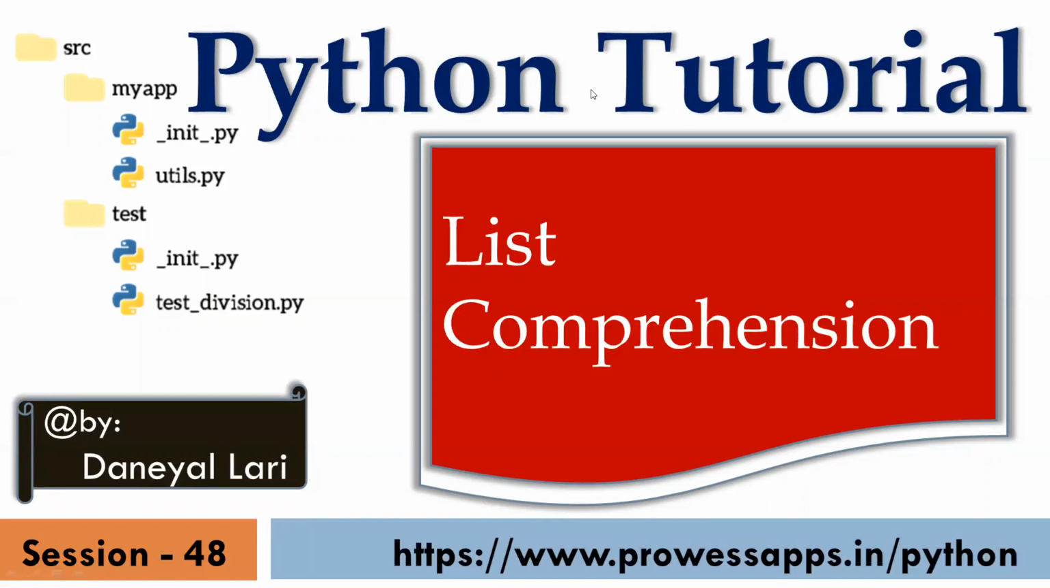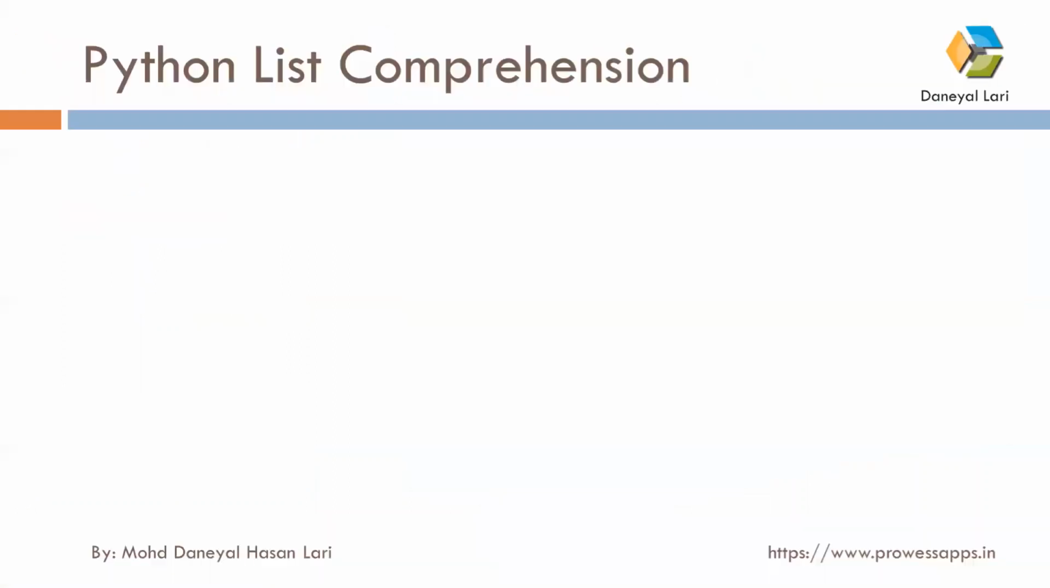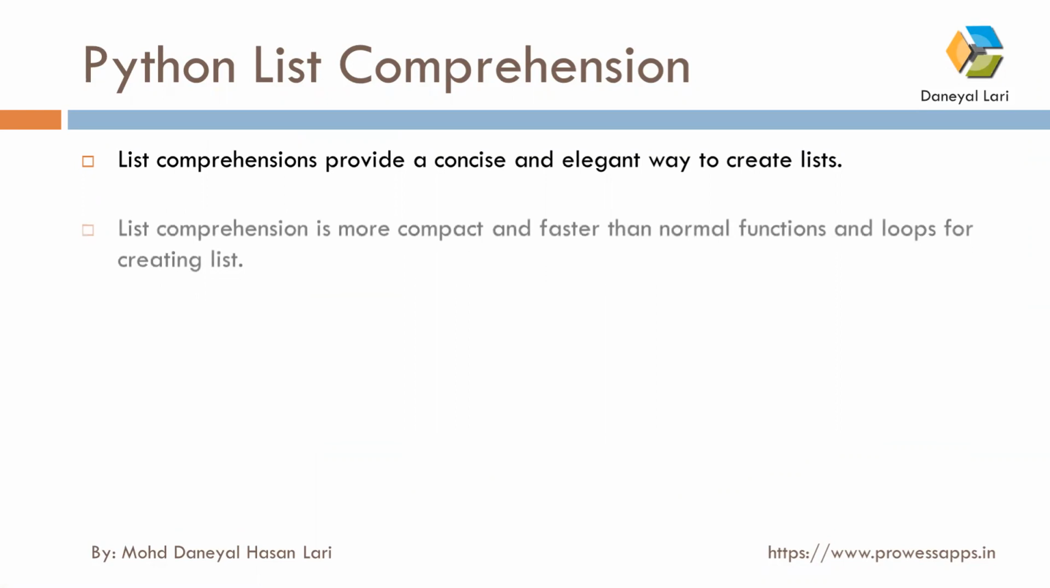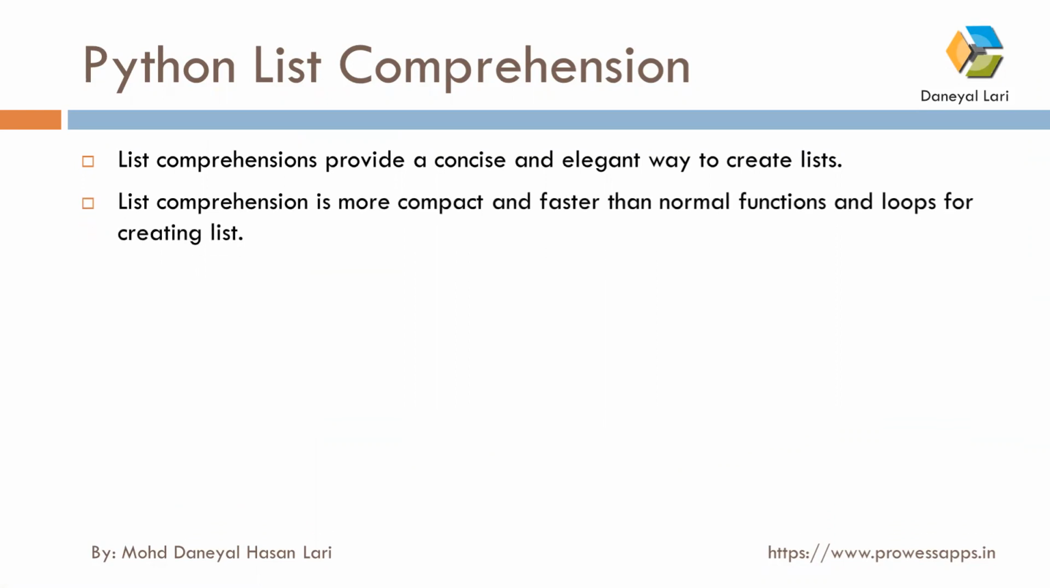So list comprehension is actually a new thing, and what is the major benefit of using this? Just look here. List comprehension provides a concise and elegant way to create the list. So it is another way to create a list. Just remember this one. List comprehension is more compact and faster than the normal functions and the loops for creating a list. We can create the list by using functions, we can create the list by using loops, but list comprehension is more compact and faster.